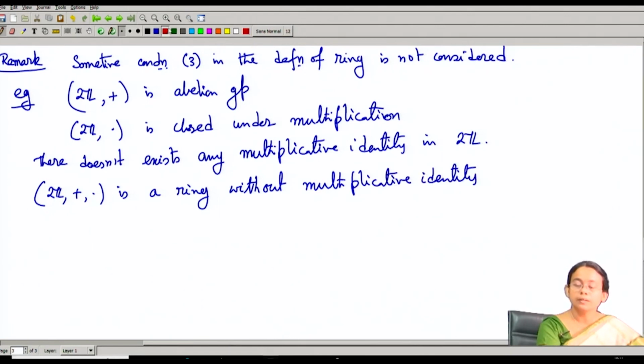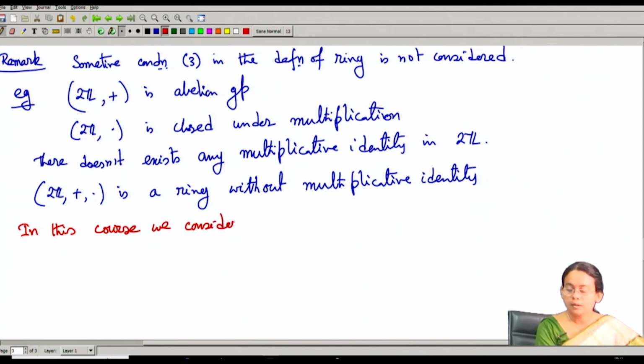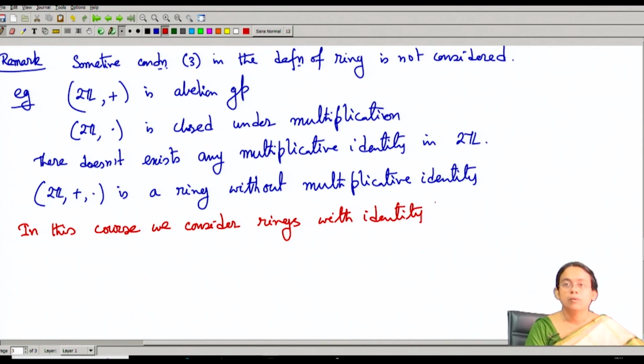But let me put it as a remark here that in this course we consider rings with identity. So, whenever I say ring, it is always true that multiplicative identity is there. So, for us in the definition of ring, condition 3 is already satisfied. We do not consider rings without identity. This is true throughout this course.